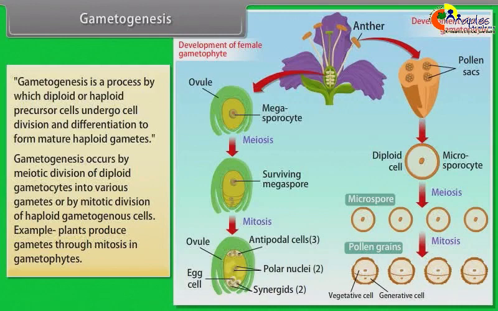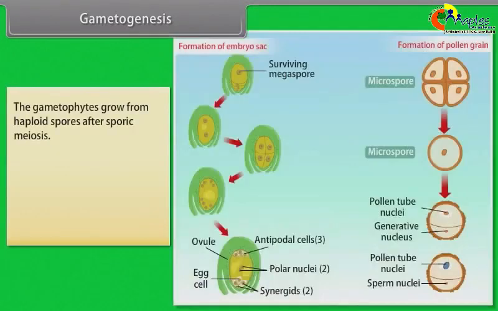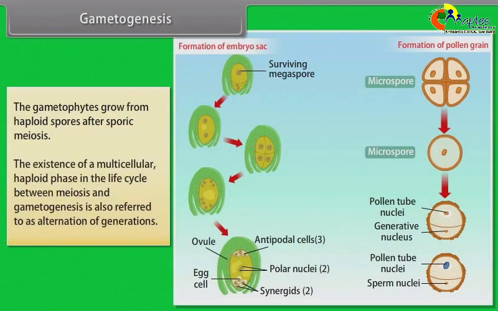Example: plants produce gametes through mitosis in gametophytes. The gametophytes grow from haploid spores after sporic meiosis. The existence of a multicellular haploid phase in the life cycle between meiosis and gametogenesis is also referred to as alteration of generations.